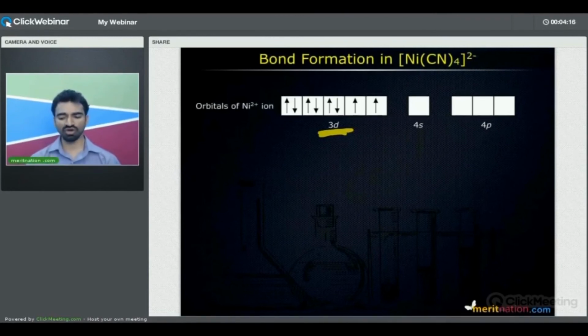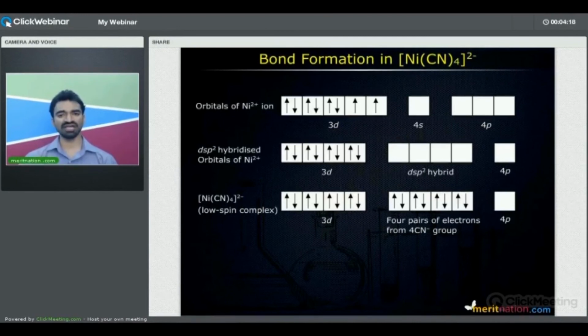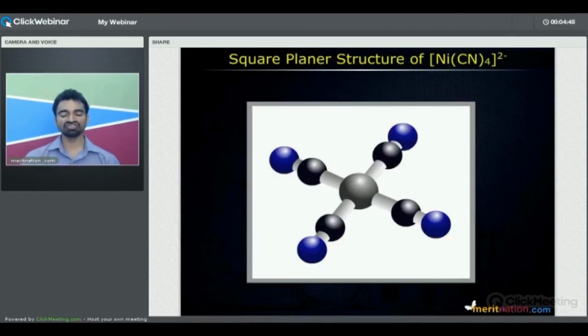However, in the presence of a highly negative cyanide ion, the 2 unpaired electrons in the 3d orbitals pair up, thus vacating one of the 3d orbitals. This 3d orbital along with 4s and 4p orbitals hybridize to form dsp2 hybrid orbitals. These form a square planar structure. It is with this square planar configuration that the filled p orbitals of carbon atoms in the cyanide ion form coordinate bonds, and thus we get a square planar tetracyanonickelate ion.